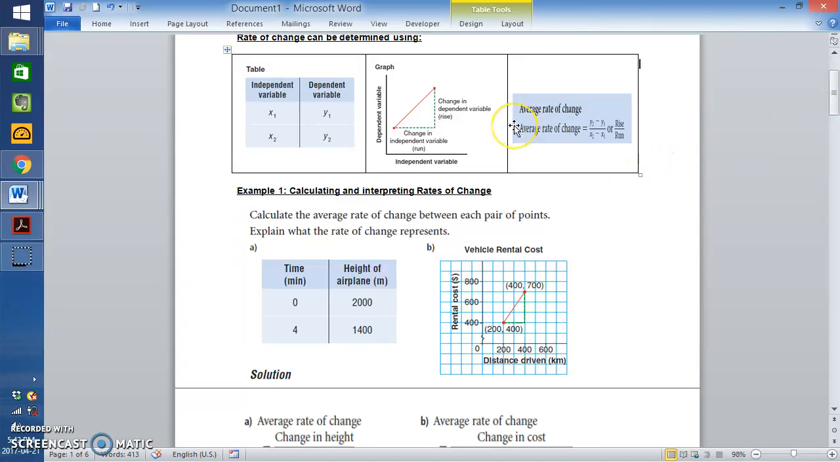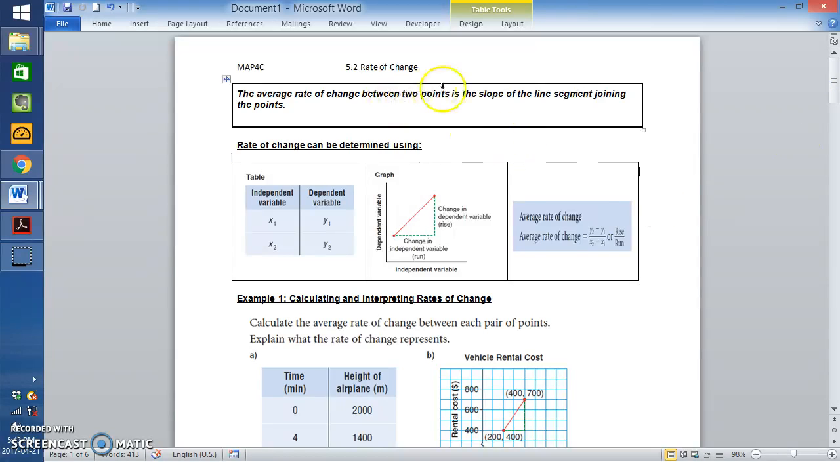Hello everybody. As we talked in the last lesson, we're going to continue with the rate of change, which we define as the slope of a line, or the ratio between the change in dependent variable over the change in independent variable. In these examples and during this lesson, we're going to see how to figure out the rate of change when we have a table of values or when we have a graph.